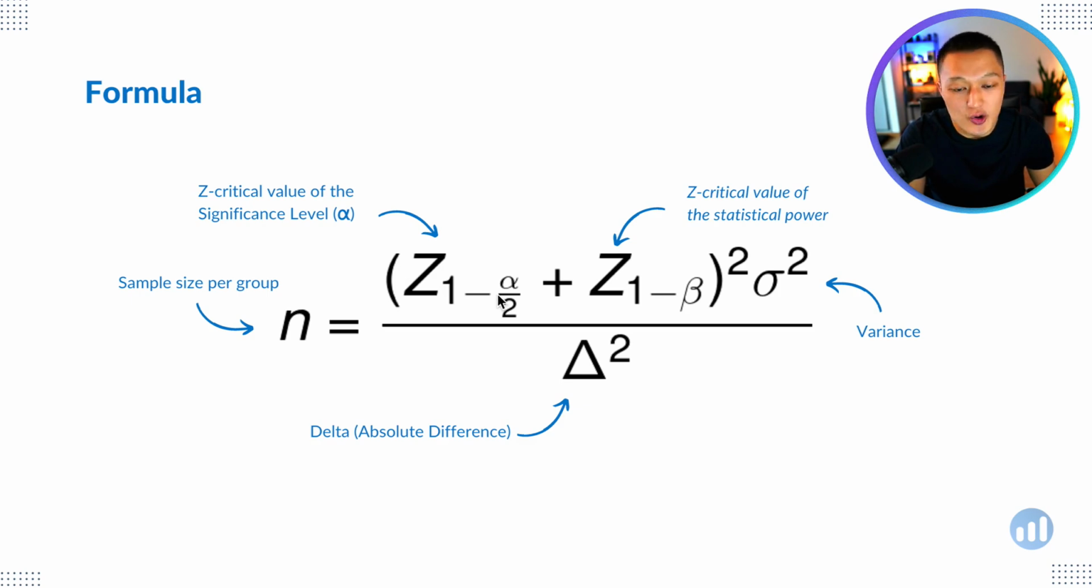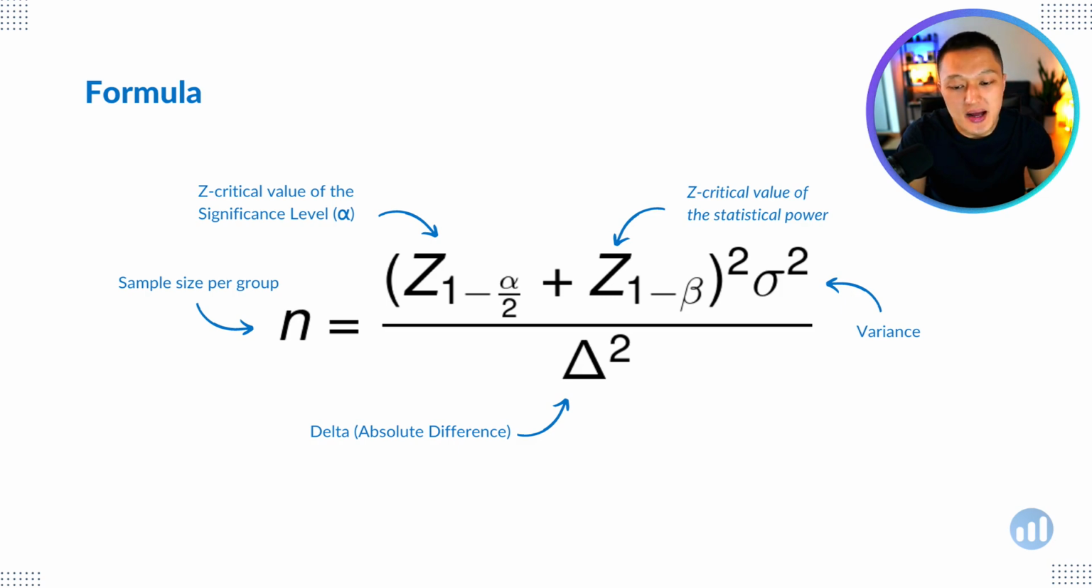Now this z critical value represents the one for the significance level, and that's something that we're going to talk about in a bit more. And we also have a z critical value of the statistical power. And then we also need to estimate what the variance is, which is not a straightforward process, so that's also something we're going to do more of a deep dive on. And this numerator is divided by the delta squared. Keep in mind that this delta squared is not the same thing as lift, and that's something that I will clarify more on.